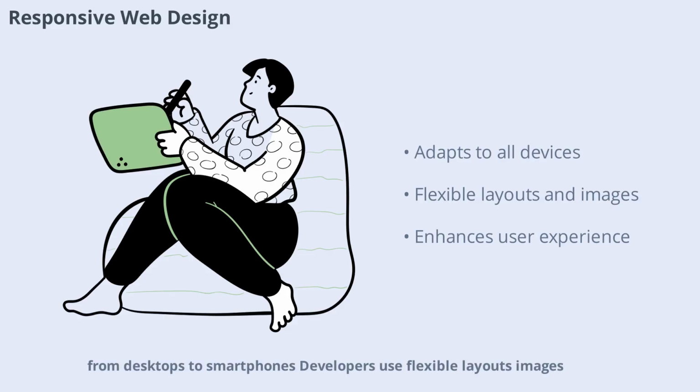Developers use flexible layouts, images, and CSS media queries to adapt to different screen sizes. This approach improves user experience and accessibility. With more people browsing on mobile devices, responsive design is now a standard practice. Next, let's explore the tools developers use to build and test websites efficiently.